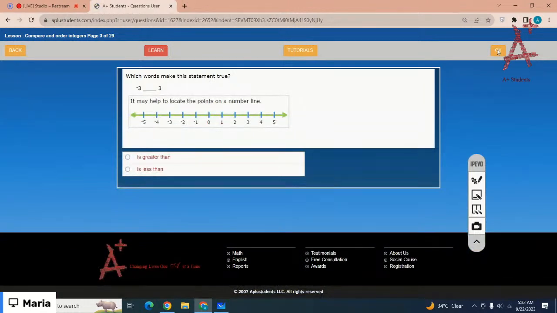Okay, which words make the statement true? Negative 3 and 3. Which is the correct option? No one is answering. Why?